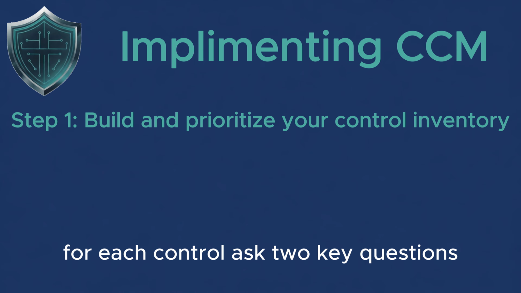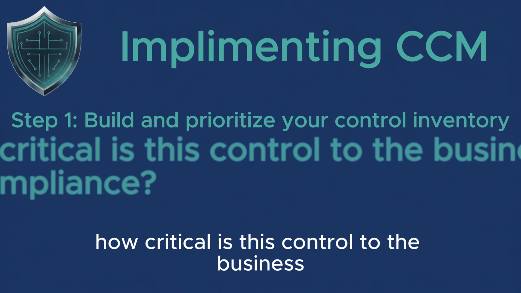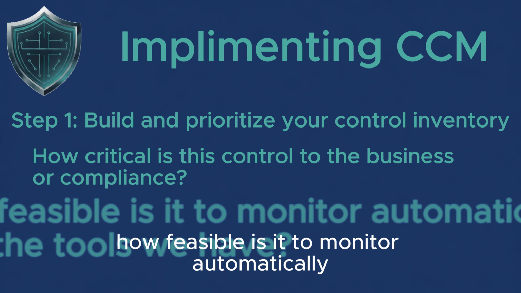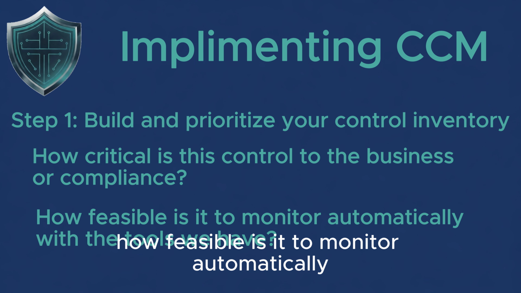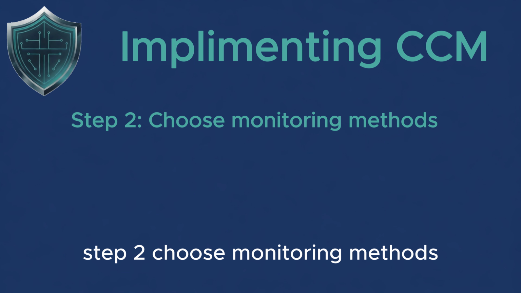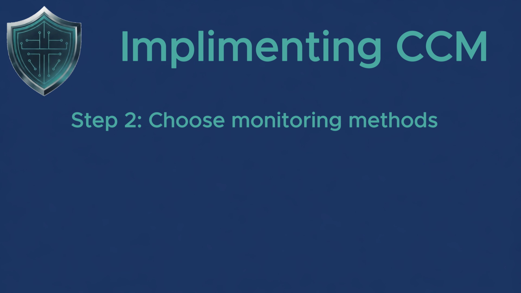For each control, ask two key questions. How critical is this control to the business or compliance? How feasible is it to monitor automatically with the tools we have? Step 2. Choose monitoring methods. Examples that work well in 2026.